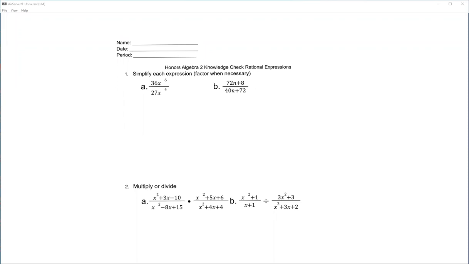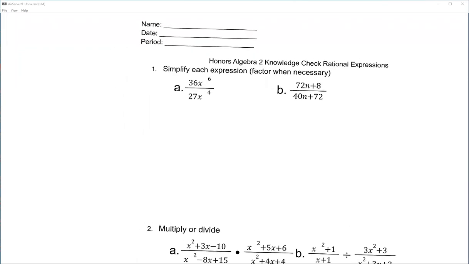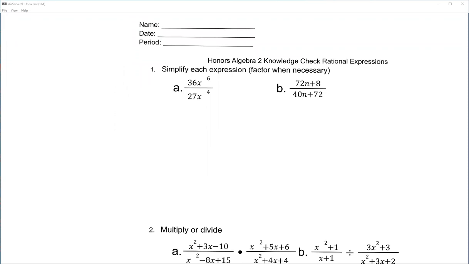So 36x to the sixth power over 27x to the fourth power. You're just going to cancel out the 36 and 27. 9 goes into both, right? So it'll be 4 over 3. And then you have 6 up here, you have 4 down here. Two of them are left behind on the numerator, so it'll be x squared. That's it.